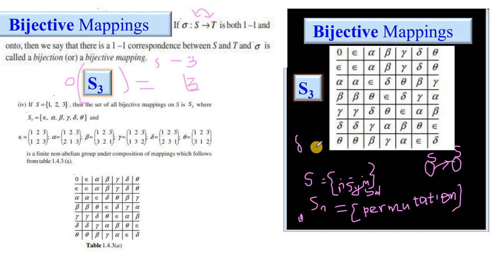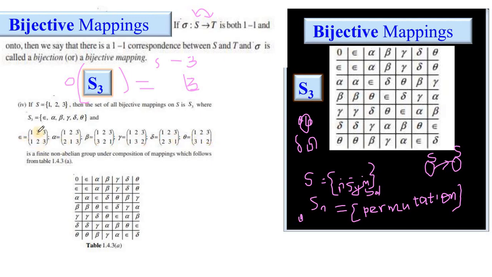Your delta looks like the Tamil letter E. So after 1 comes 2, after 2 comes 3, and after 3 it ends, so naturally it should be 1. So your delta looks like this Tamil letter. In that way also you can remember. And theta will look like our mode. In that case, before 1 there is 3, before 2 there is 1, before 3 there is 2. So in that way also delta and theta can be remembered.